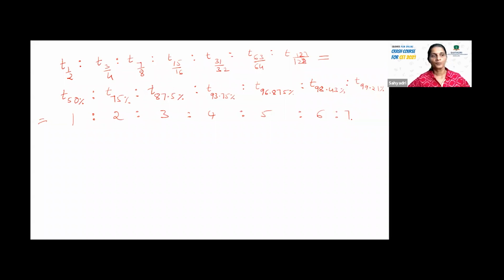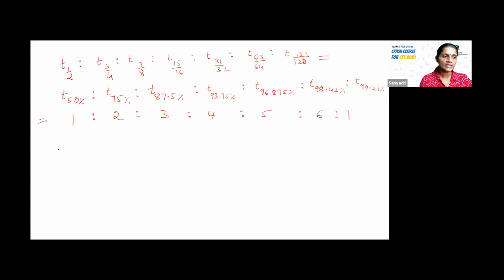So remember, if you are asked a very simple question: time taken for 50% completion of a first order reaction is 20 minutes. What is the time taken for the reaction to be 100% completed? Listen to the question carefully. T half of a first order reaction is 20 minutes. What is the time taken for 100% completion? Infinity. Why is it infinity? Because a first order reaction never proceeds towards completion. Exponentially, the concentration goes on decreasing.